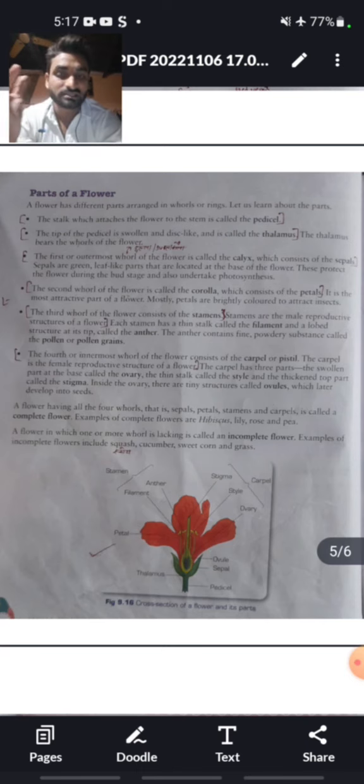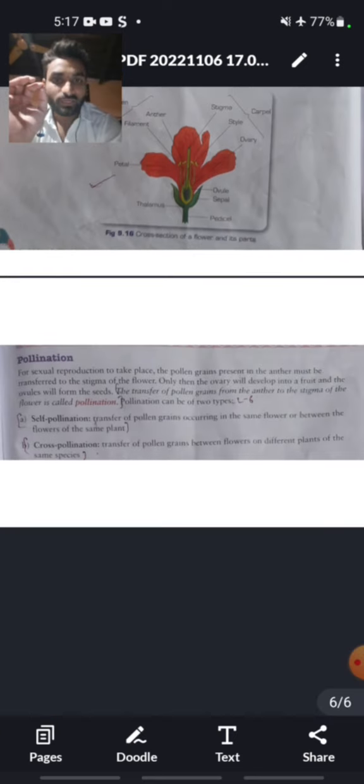The thin stalk is called the style, and the thick top part of the flower is called the stigma. Now we discuss the stigma, style and ovary. These three parts of the flower are the female reproductive part of a flower. Okay, now a flower having all four whorls, that is the sepals, petals, stamens and carpels, is called a complete flower.